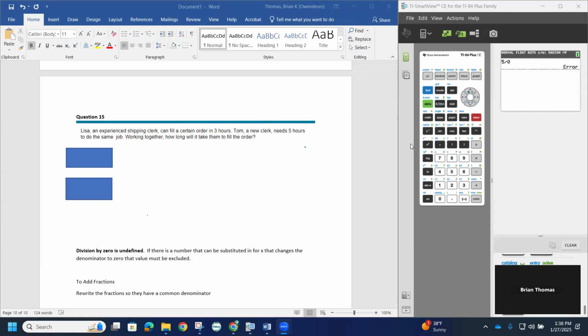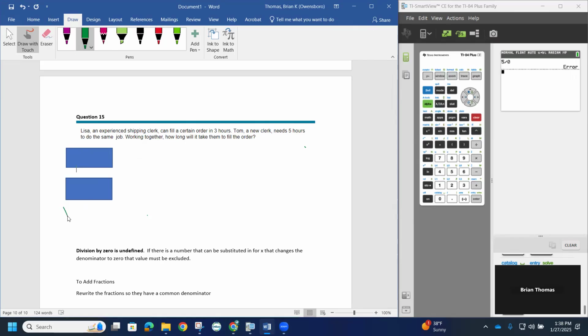So logic says if they're working together, it's probably going to be quicker than Lisa's time. So the answer should be under 3 hours. So the thing about this job is, how do we create the ability to solve this problem? One of the formulas we use is what's called distance. Distance is equal to rate times time. Well, the distance is actually the completion of the job here, or the completion of the order.